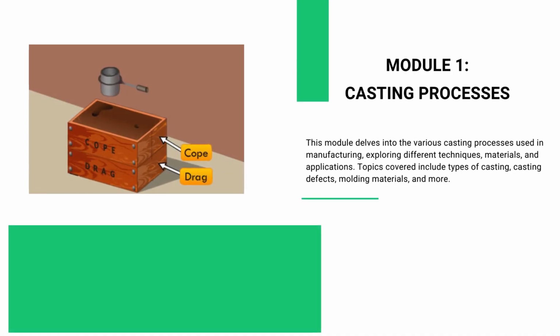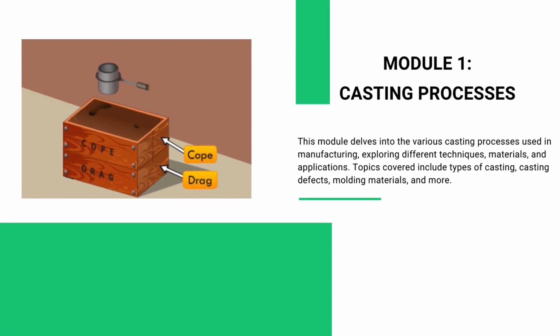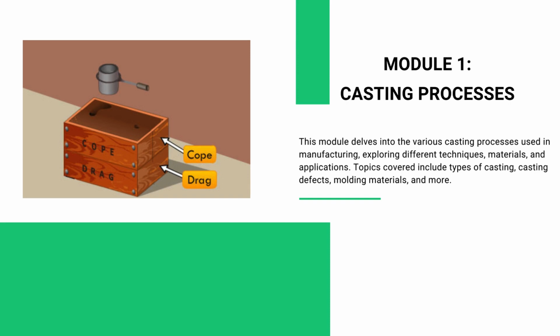Module 1. Casting processes. This module delves into the various casting processes used in manufacturing, exploring different techniques, materials, and applications. Topics covered include types of casting, casting defects, molding materials, and more.